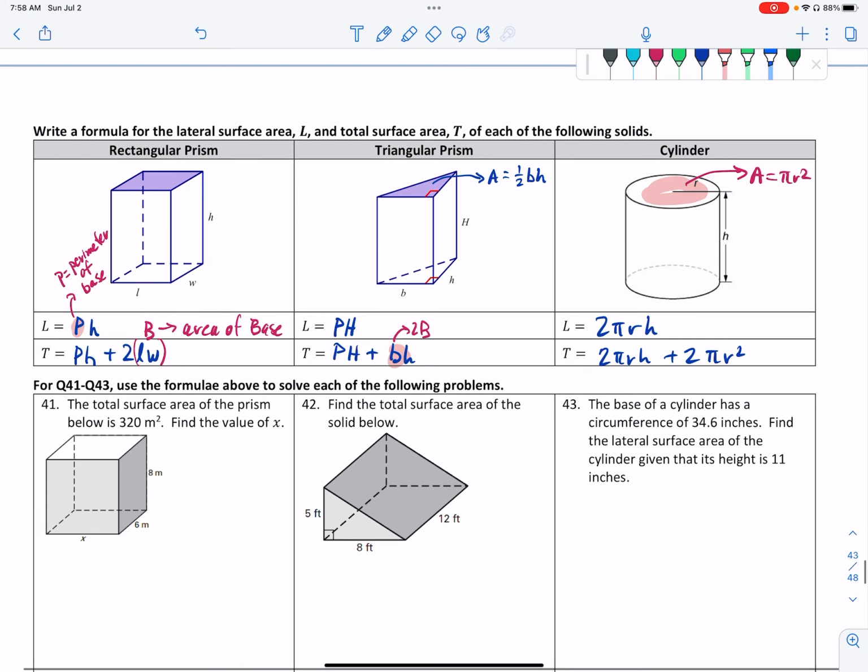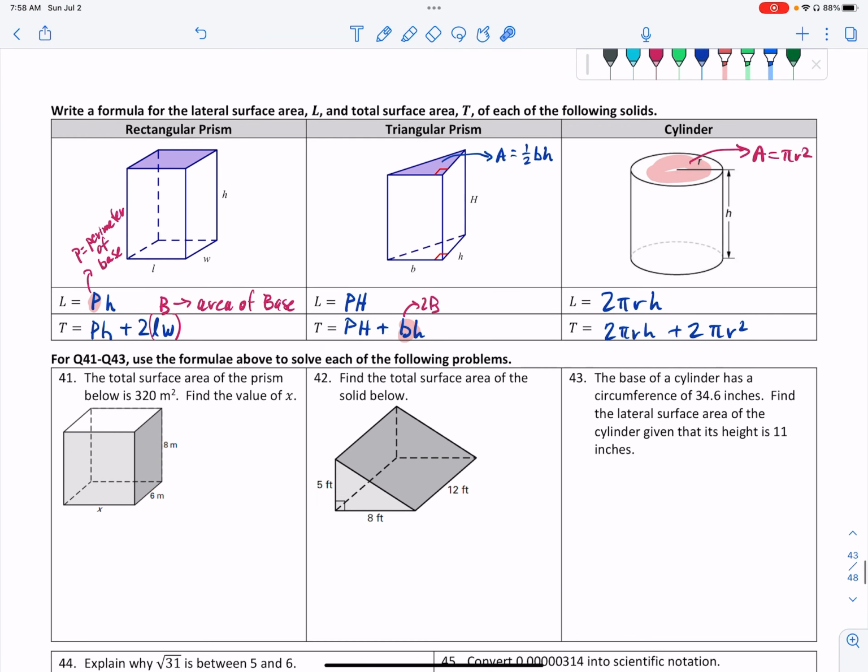Now, right underneath each one of these formulas is a problem to practice it with. Okay, so on questions 41 through 43, use the formulae above. Solve each of the following problems. Some of them forward, some of them backwards.